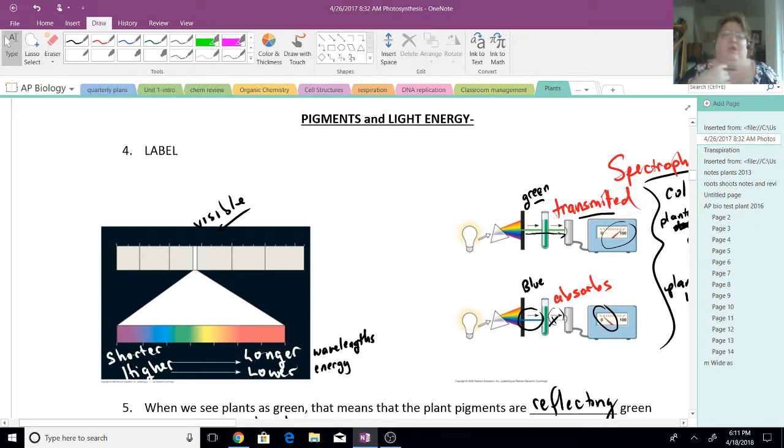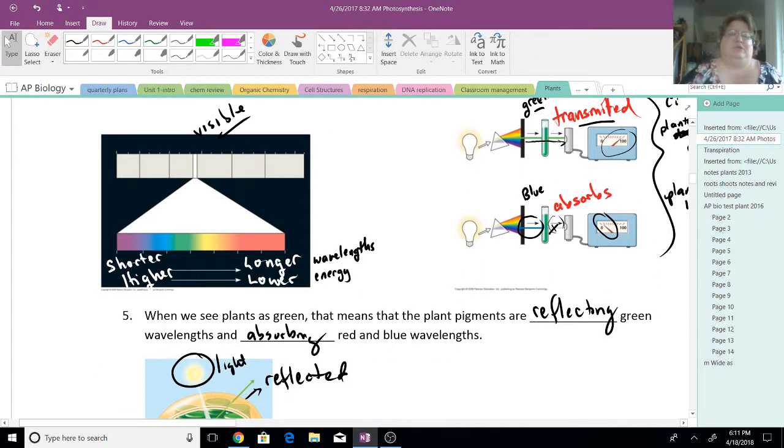And so we need to refresh our minds with the visible light spectrum. Over in the purples and blues, we have shorter wavelengths and higher energy. And then over on the reds, we have longer wavelengths and lower energy. And then green and yellow and orange, they're right in between.